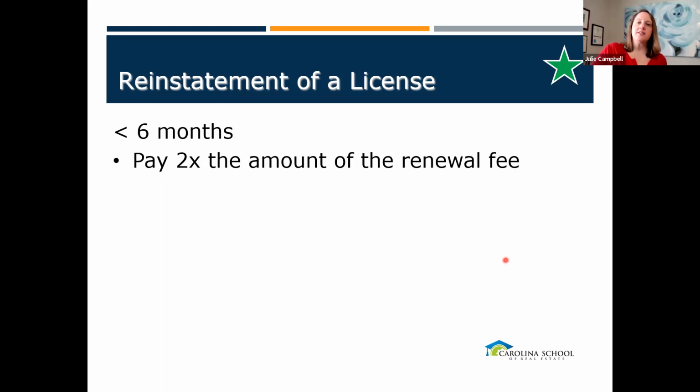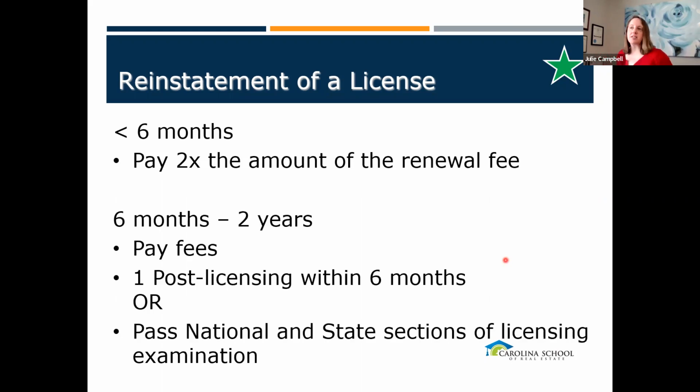If your license is expired 6 months to 2 years, again, you pay the reinstatement fee and the renewal fee, $45 times 2 right now. You go back and do a post licensing with 6 months, or you go back to PSI Testing Center and pass that state exam again.